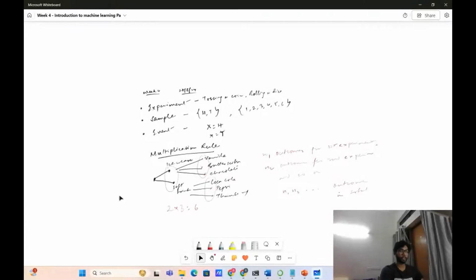So it seems very simple and trivial, but these simple things will be very important while calculating probabilities and so on, right?